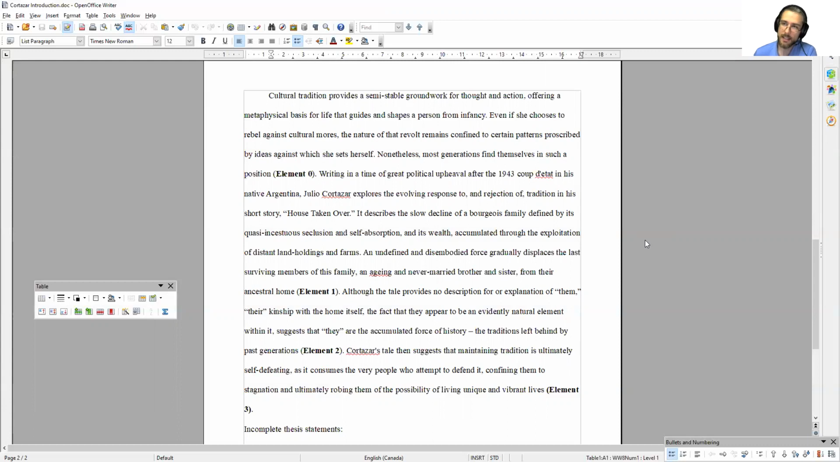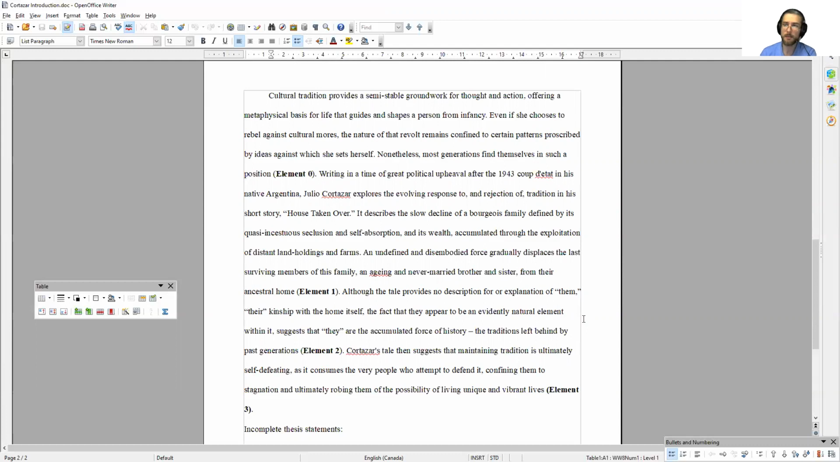Element 3, the thesis statement itself. Now that I have this transition, I move from the summary to the thesis statement connecting them to tradition. Cortázar's tale then suggests that maintaining tradition is ultimately self-defeating, as it consumes the very people who attempt to defend it, confining them to stagnation and ultimately robbing them of the possibility of living unique and vibrant lives.